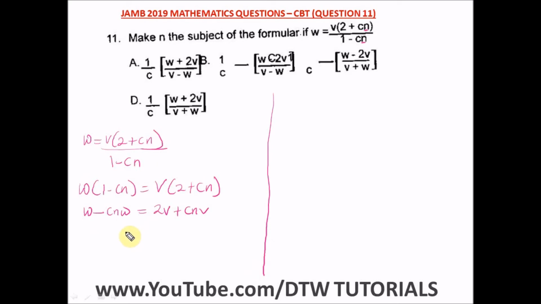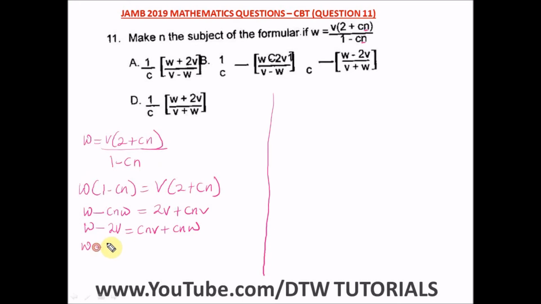Okay, so how do we do this? I would prefer to take this minus sign to this side, and bring 2V to this side. So we have W minus 2V is equal to CnV plus CnW. Okay, so here we can bring out n.